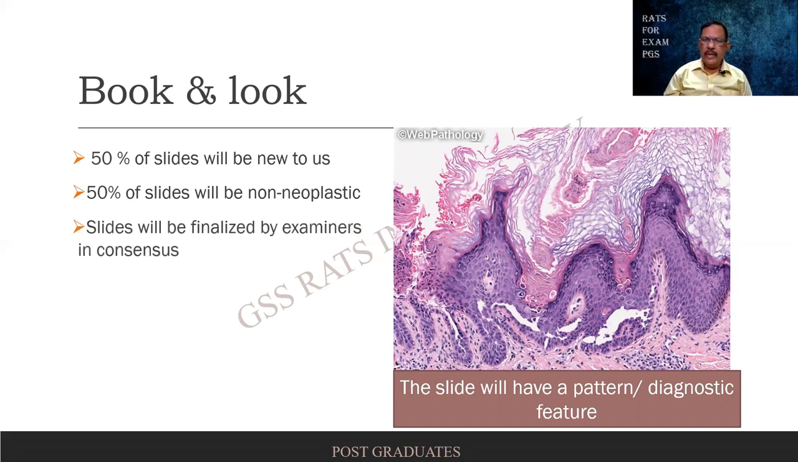The slides will be finalized by the examiners in consensus. They will be scrolling through the slides, they will be seeing them, and then finally they will be preparing one set of slides for the students. Sometimes, if it is very simple, be careful. There will be a double lesion. We had, for example, a slide of filariasis with a tumor deposit. Or if it is going to be a sickle cell anemia, it can be sickle cell with thalassemia. A double lesion is always probable.